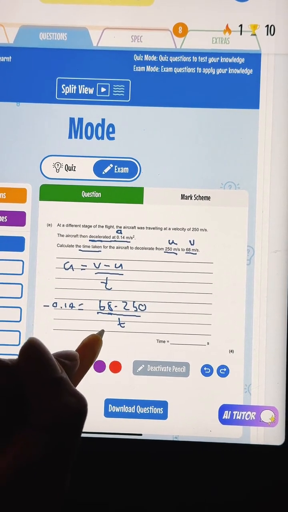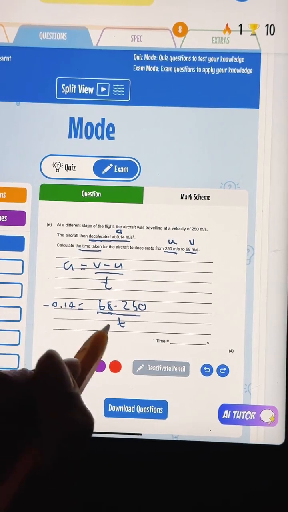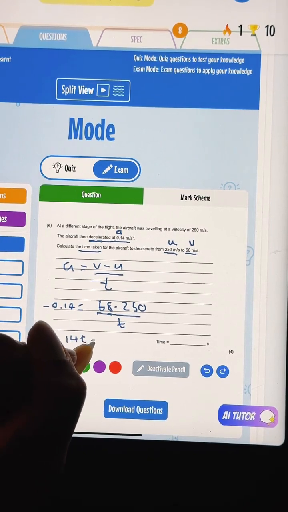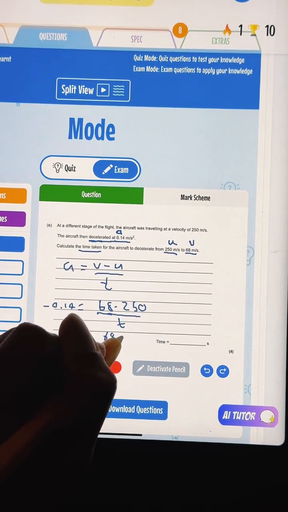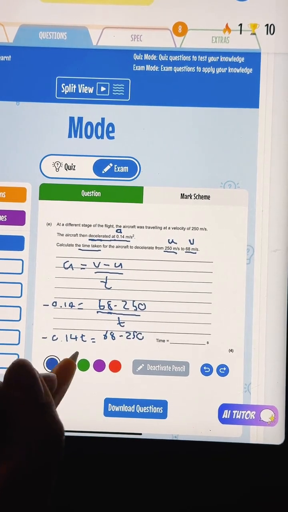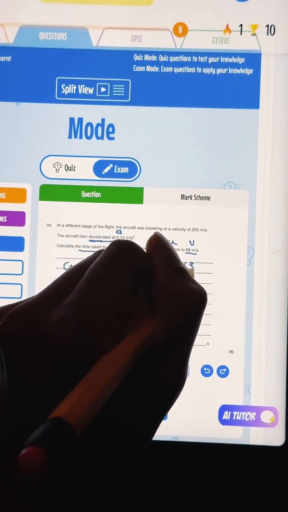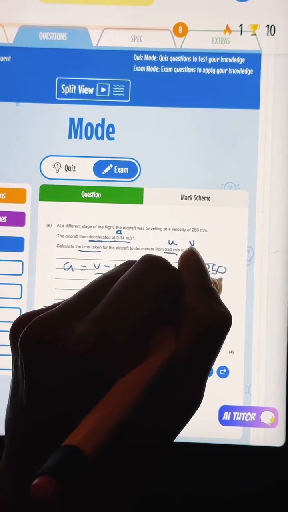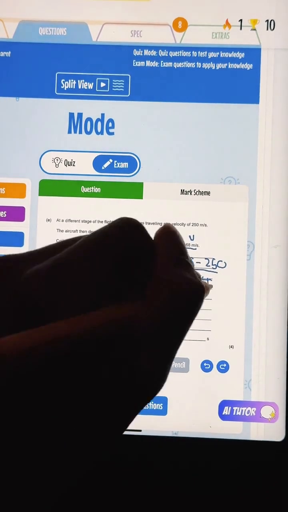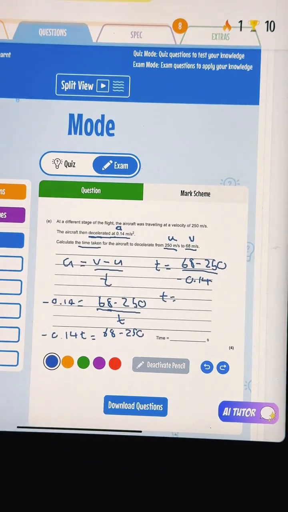So now we would have to rearrange this to find t. To do that, we would multiply both sides by t. So that would give us minus 0.14 t equals 68 minus 250. And then we want to divide both sides by this minus 0.14 so that t is on its own. So t equals 68 minus 250 over minus 0.14. So can anyone put that in their calculator and tell me what the value is for the time in this case?